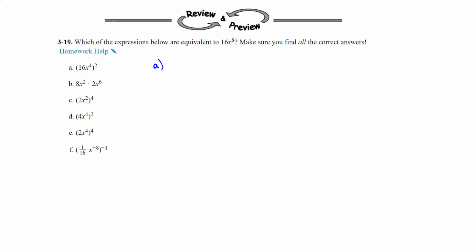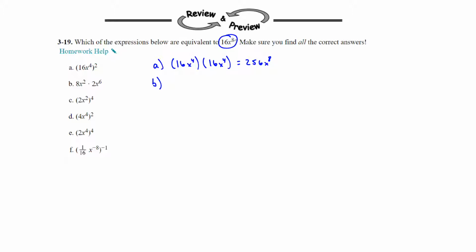On A, you have 16x to the 4th raised to the 2nd. So if we expand this out, I think we can see right away this is not going to equal 16x to the 8th. We got 16 times 16, which is 256, and then x to the 4th times x to the 4th. That's a total of 8 x's. So A does not equal 16x to the 8th. So let's try B.